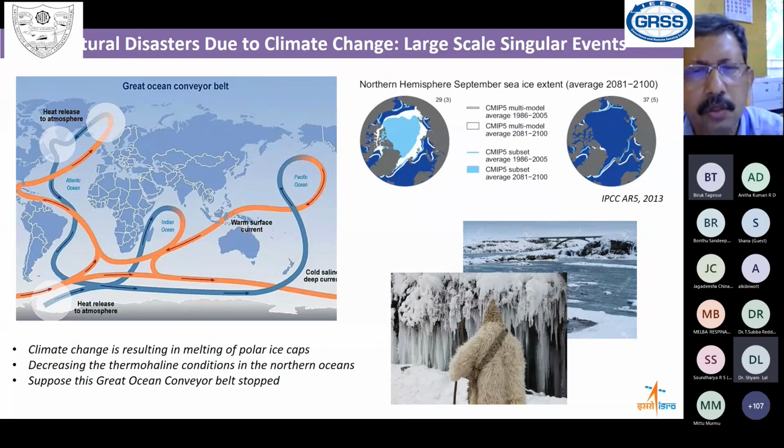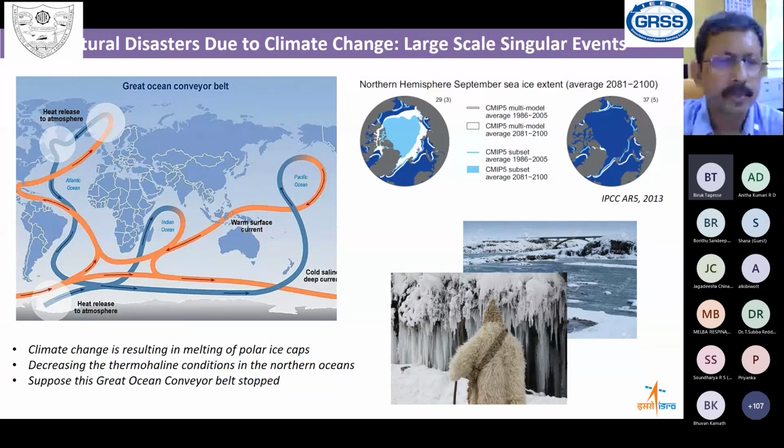The amount of water which goes down, almost like a waterfall, every hour is more than all the water contained in all the rivers and all the lakes across the terrestrial ecosystem. So this helps in the circulation of the model and keeping Europe as it is now. Once this ice melts, it is going to change the thermohaline conditions in the Northern Ocean. And this entire water mass which goes down, this entire conveyor belt, may stop. Once this happens, there is going to be a huge repercussion.